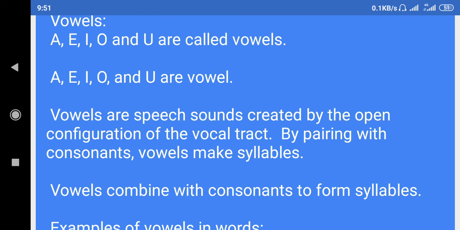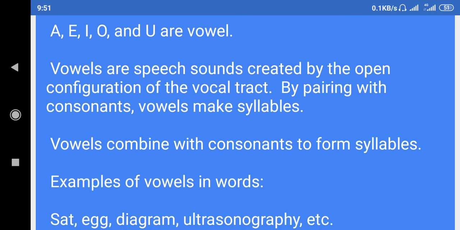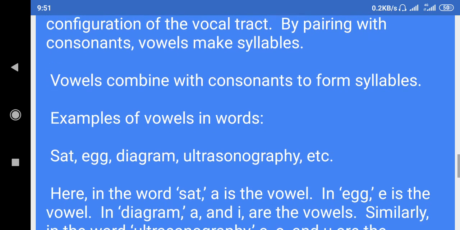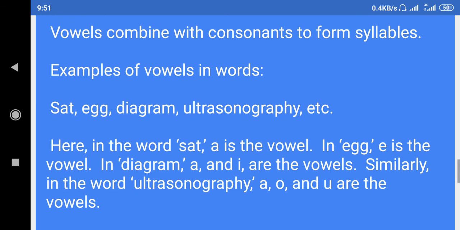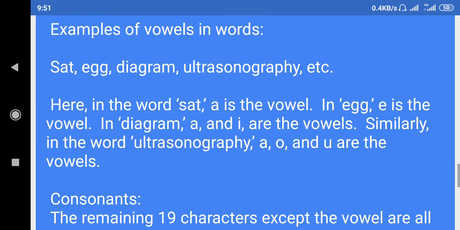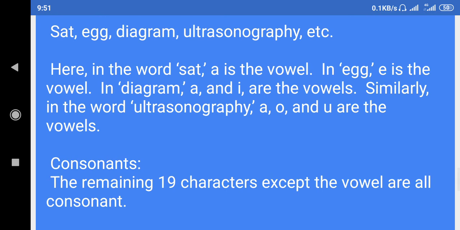Vowels are speech sounds created by the open configuration of the vocal tract. By pairing with consonants, vowels make syllables. Vowels combine with consonants to form syllables. Examples of vowels in words: sat, egg, diagram, ultrasonography, etc.